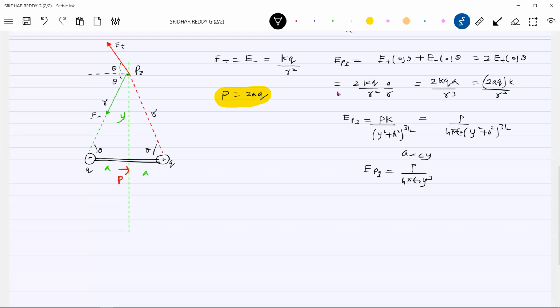What is the direction? On the bisector, how will the field strength be? It will be directed opposite to the dipole moment. There is a bisector, the green color line, this one. On the bisector, the electric field will be directed opposite to the dipole moment. Suppose we have a dipole here, I'll give a very generalized diagram. Please do remember.